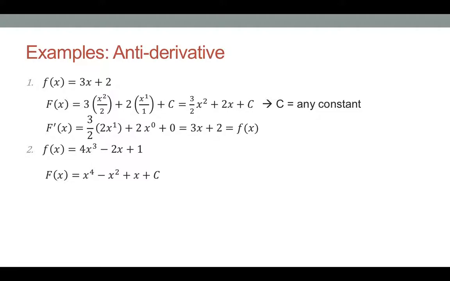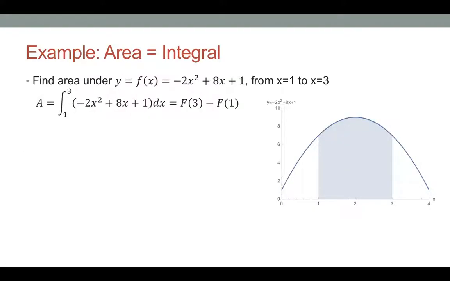Now, the reason we find antiderivatives is really to find areas, which is what we really want to do, or find areas under curves. So here we will take our function, which I've graphed right here, as minus 2x squared plus 8x plus 1, and we want to find the area from x equals 1 to x equals 3, which means we want to evaluate this integral right here. And in order to do that, we need to find the antiderivative of this function. And here is our antiderivative. You can take the derivative of this and verify that, in fact, you get the original function back again.